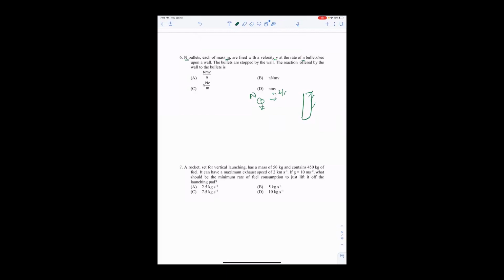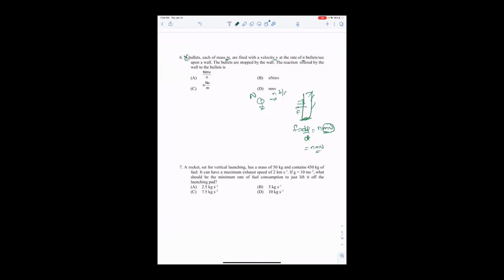The reaction offered by the wall to the bullets. So reaction, again, is the force when the bullets hit it, right? So what is the force? It will stop them, so force is equal to dP by dt. The mass of each bullet is fixed, but there are a number of bullets. So it is n times mv per second. Per second, how much momentum is being transferred? n times small m v, where n is the number of bullets per second. So it doesn't depend on capital N.